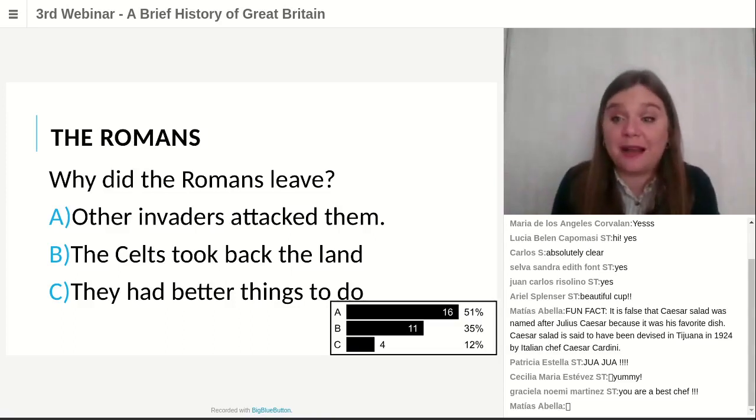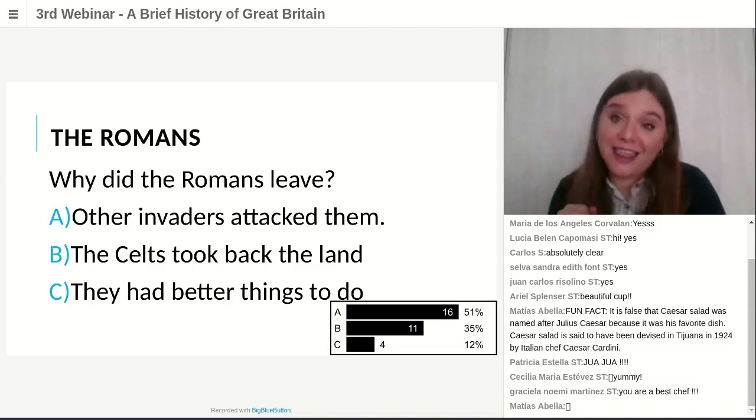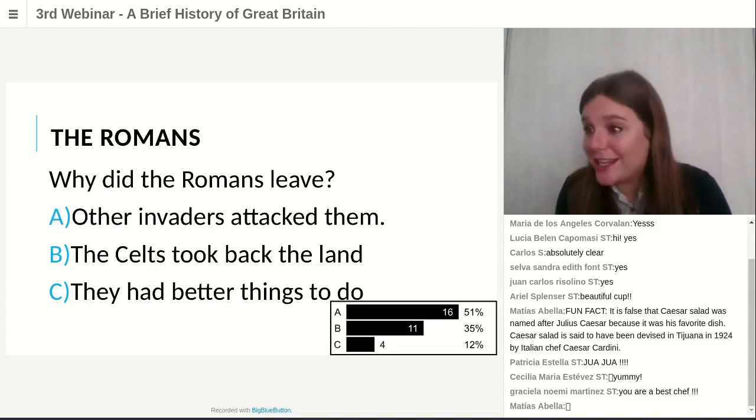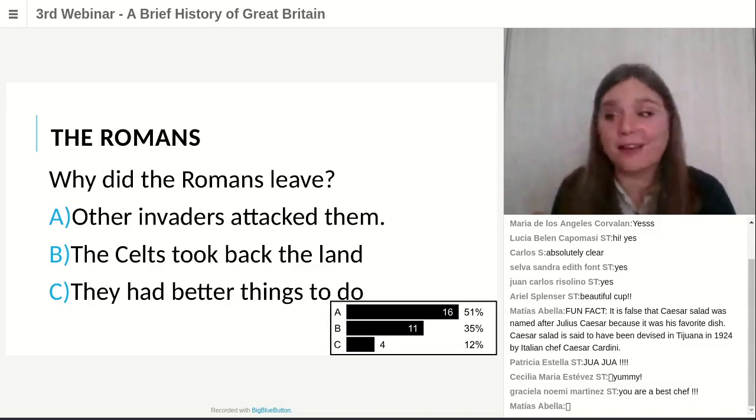Then the Celts took back the land. No, they didn't. They did not. The correct answer is C. They had better things to do. They did have better things to do because there were problems back at home.